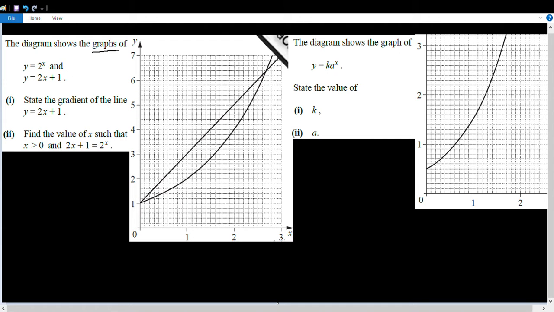y is equal to 2^x, which is an exponential equation, and y is equal to 2x plus 1, which is a linear equation. This is exponential and this is a linear equation. Obviously the exponential function's curve is given here, so we write it y is equal to, this is part number A basically, and this is part number B.